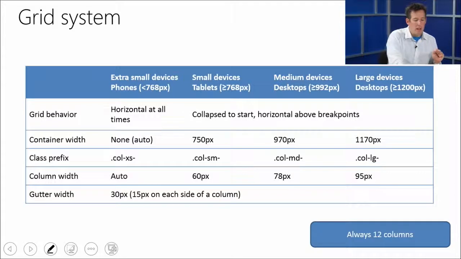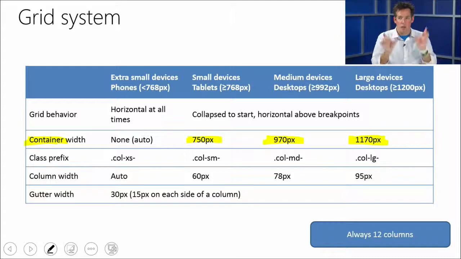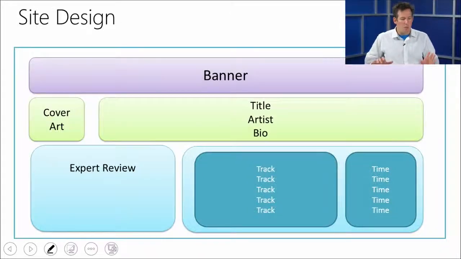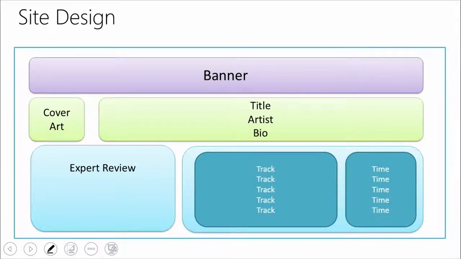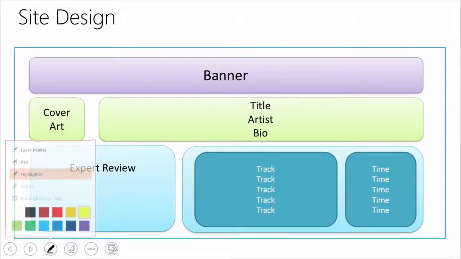Now, one little thing that I do want to highlight here is the container width, because we've already seen that class of container. You're going to notice that on small screens, it's going to be 750, on medium screens, it's going to be 970, and on large screens, it's going to be 1170. So you'll notice there'll be a little bit of white space on each side just to make sure that it displays correctly there.